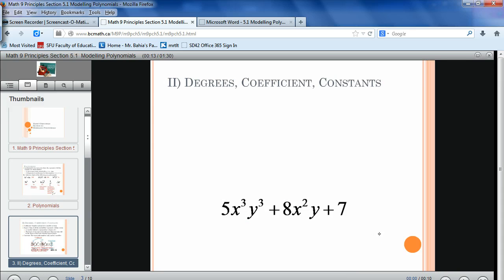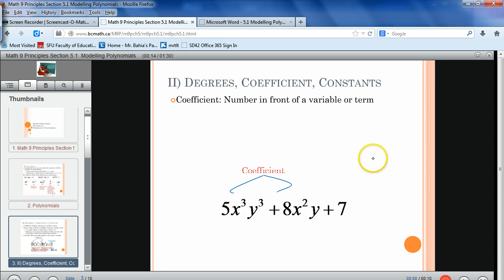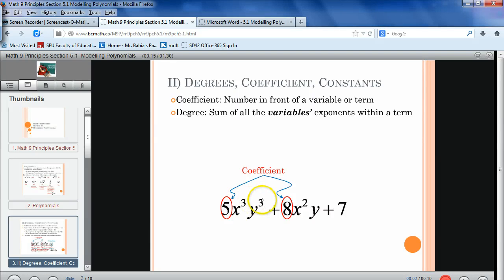Okay. Degrees, coefficients, and constants. Here are 3 terms here. The coefficient is simply just a number in front of the variable or the term. So, what are the coefficients here? The 5, because it's in front of the x, and the 8, because it's in front of that x. So the number in front of the variable is a coefficient. The degree is when you look at the exponents that are attached to the variables; it is the sum of all the variables' exponents in a term. So this is what they call a term.